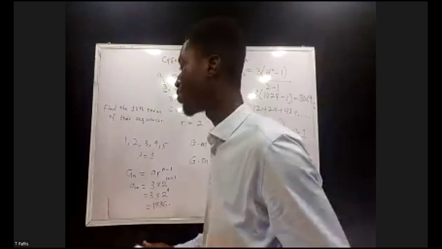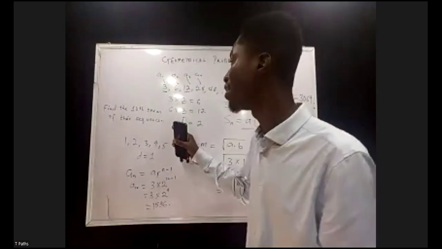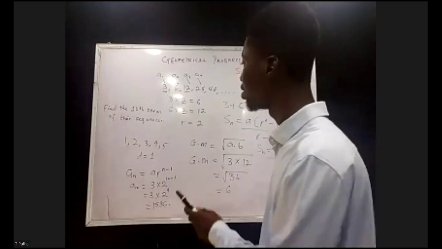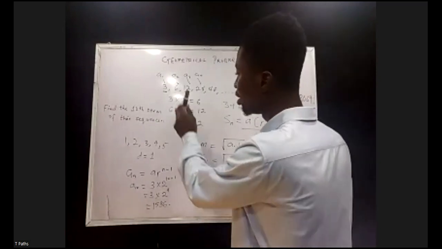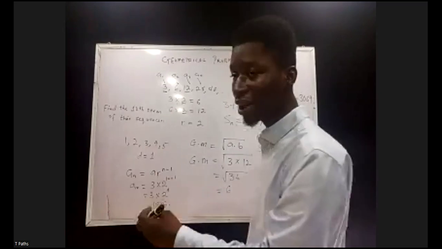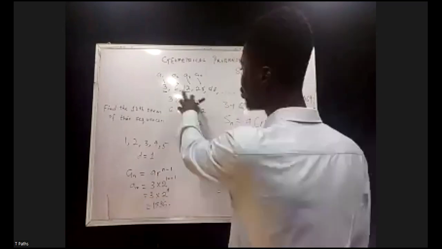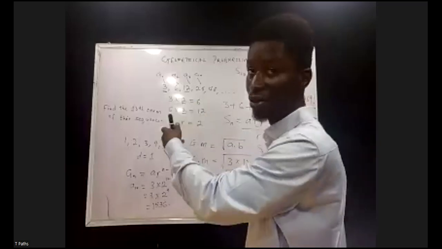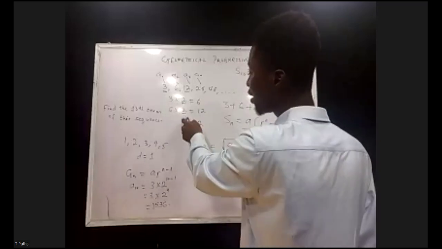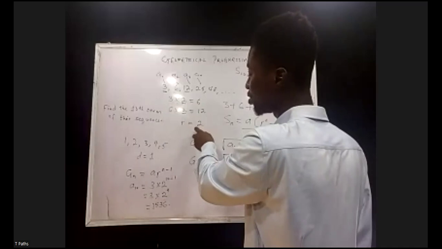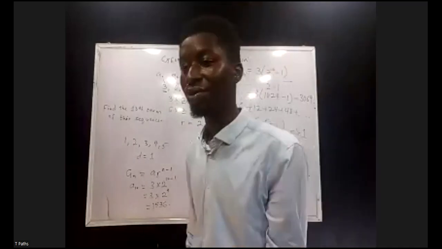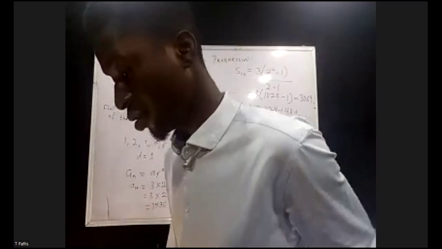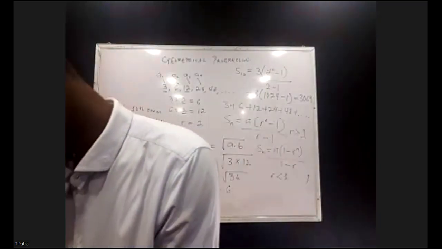Now let's deal with some questions. Now, let me tell you one thing. In your geometrical series, you have what is called the common ratio, not common difference. In arithmetic series, the pattern is addition and subtraction. But in your geometrical series, the pattern is multiplication and division, which signifies the r here, which is your common ratio. Now let's deal with some questions.